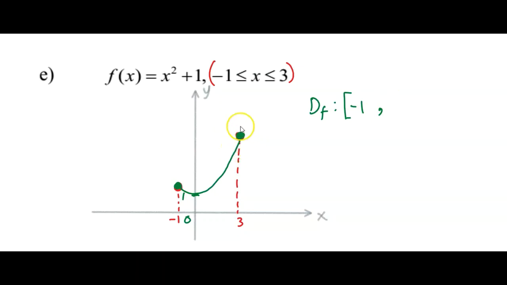This is the point which is closest to the right, and it has the x value 3, meaning that our domain is up to 3. And again, I use a close bracket to represent that the 3 is included in our graph.